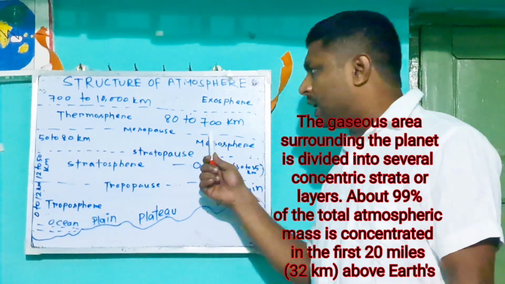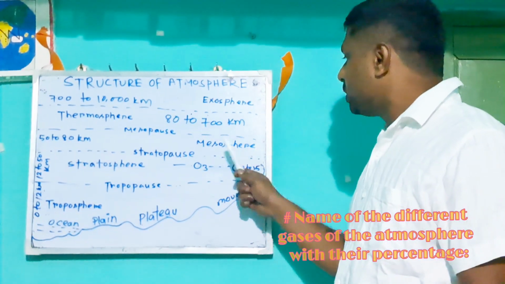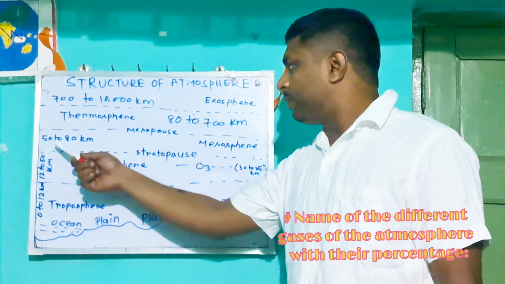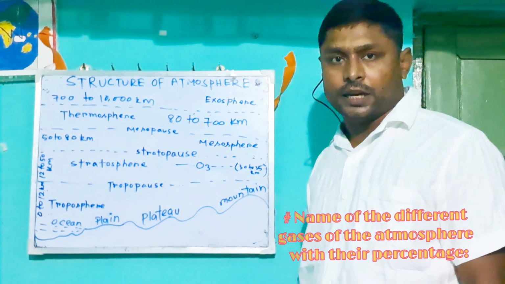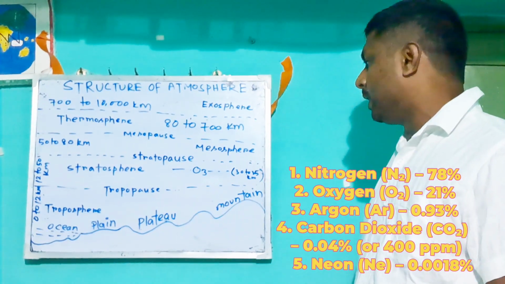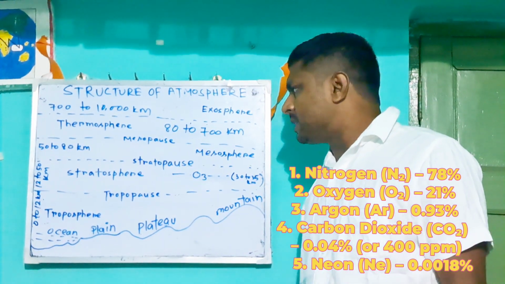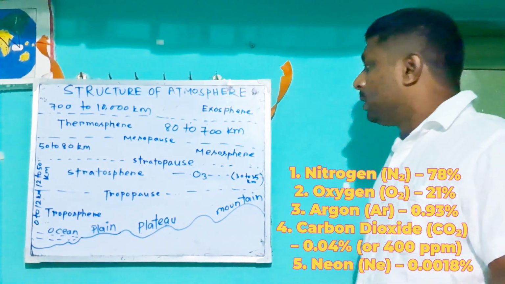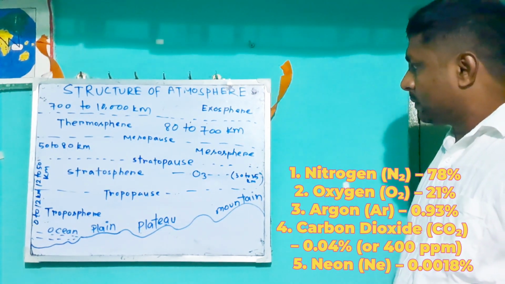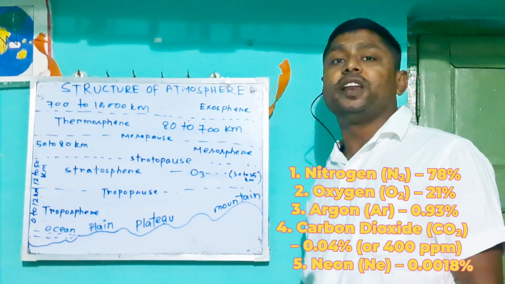Now come to the next layer of the atmosphere. It is known as the mesosphere. The mesosphere extends from the earth's surface 50 to 80 kilometers approximately, and this layer is also a very important layer of the atmosphere because this layer basically increases the temperature, and this layer is also very calm.